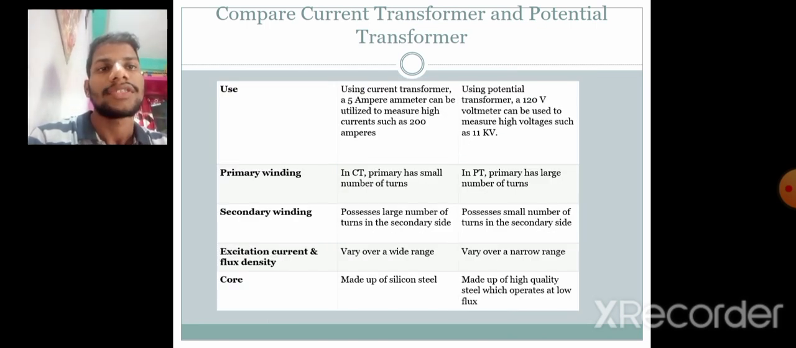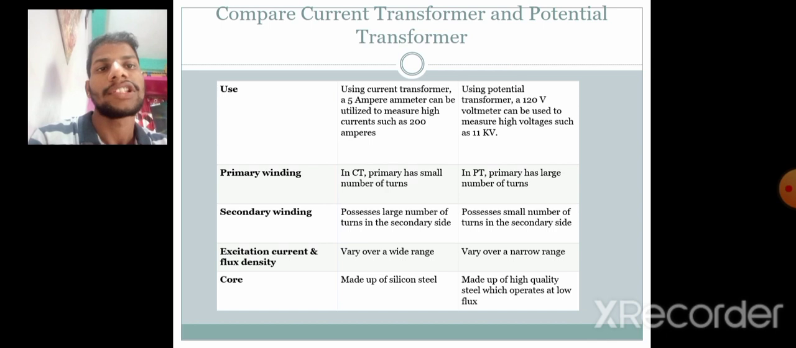And uses of CT: using the current transformer, a 5 ampere ammeter can be utilized to measure high current such as 200 amperes. In PT, using a potential transformer, a 120 volt voltmeter can be used to measure high voltage such as 11 kV. Primary winding of CT: in CT, the primary winding has a small number of turns. In PT, the primary has a large number of turns.